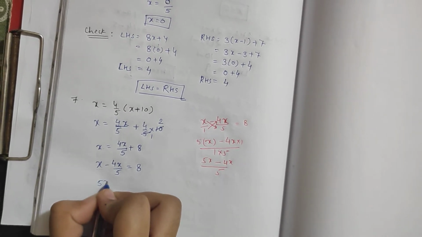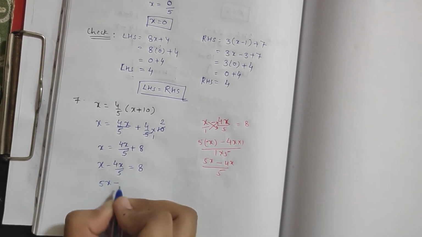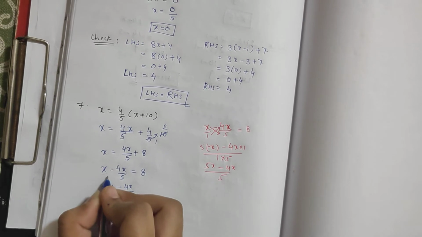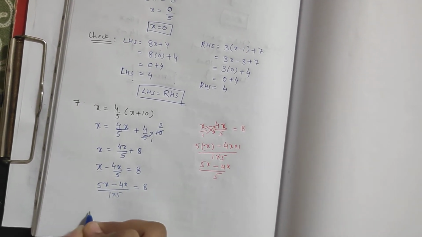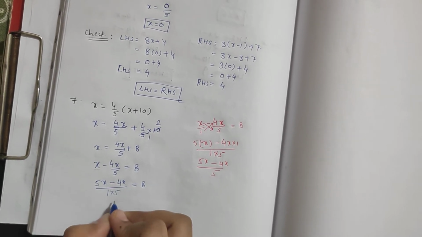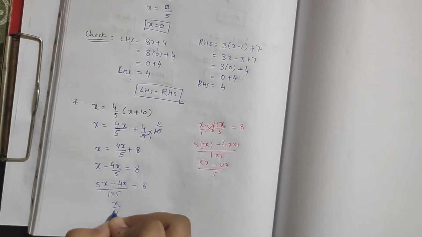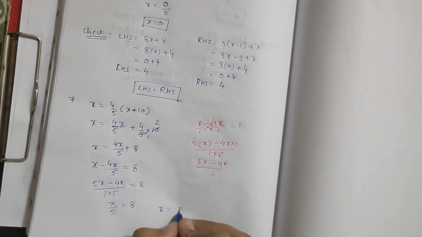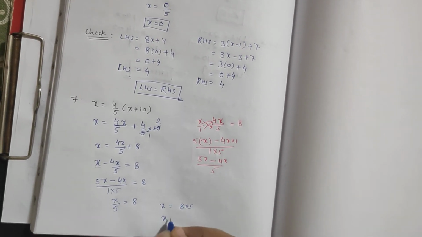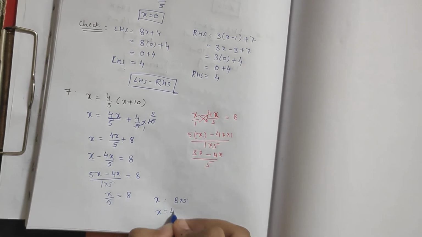Either you find it by taking LCM, or by cross multiplication. So we'll get 5x minus 4x whole upon 1 into 5, is equal to 8. So it will be 5x minus 4x. Can we say it is x? So x upon 5 is equal to 8. So what is the value of x here? 8 into 5, that is x is equal to 40.